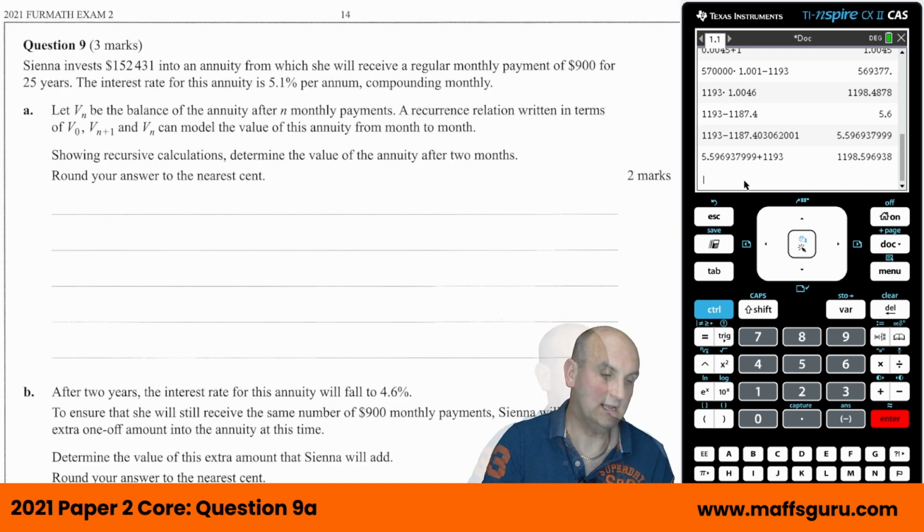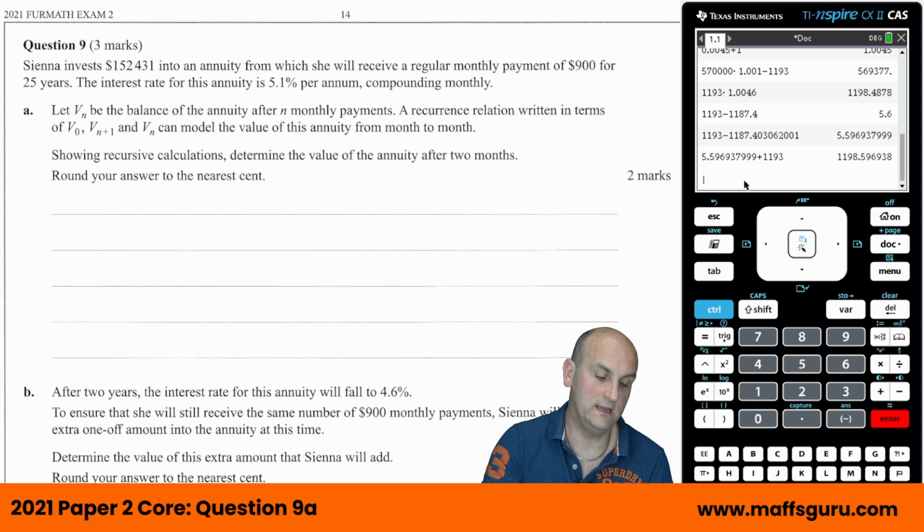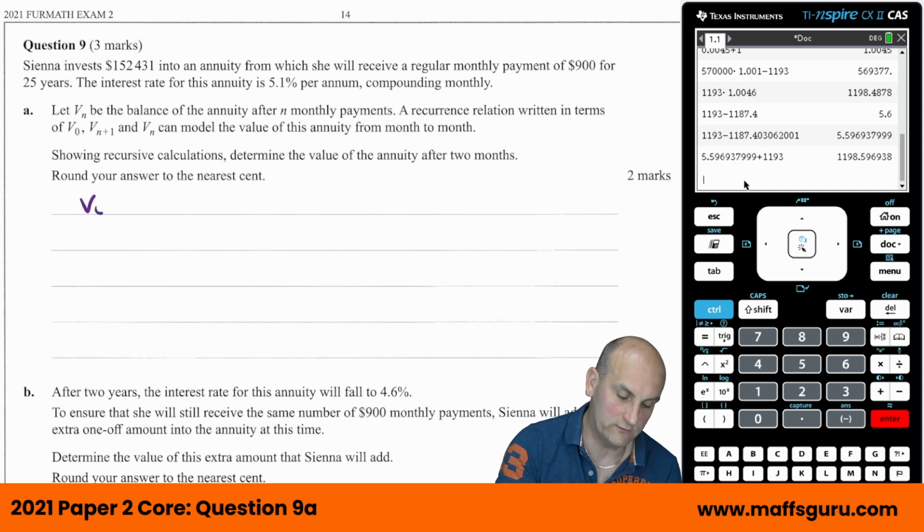$1,198.60. Sienna invests into an annuity from which you receive a regular monthly payment of $900 for 25 years. The interest rate for this annuity is 5.1% per annum compounding monthly. Let V be the value of the annuity. Show recursive calculations. Again, it says show recursive calculations. So what I did was V0 was equal to 152,431.